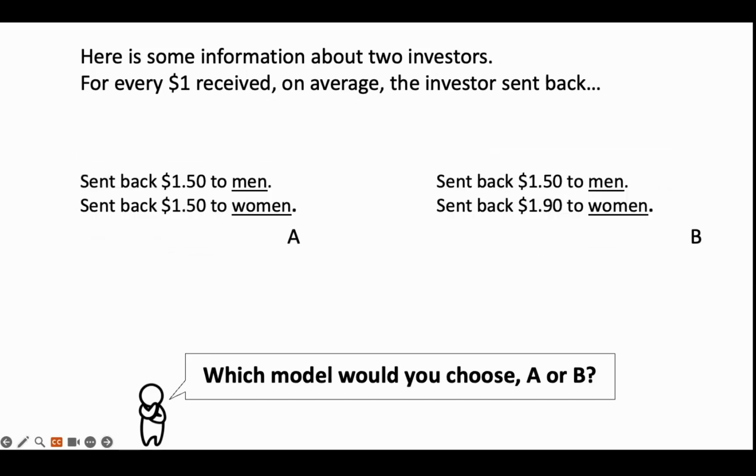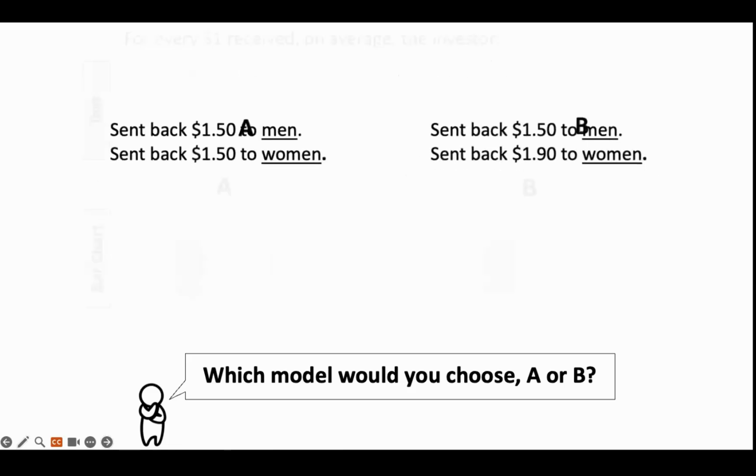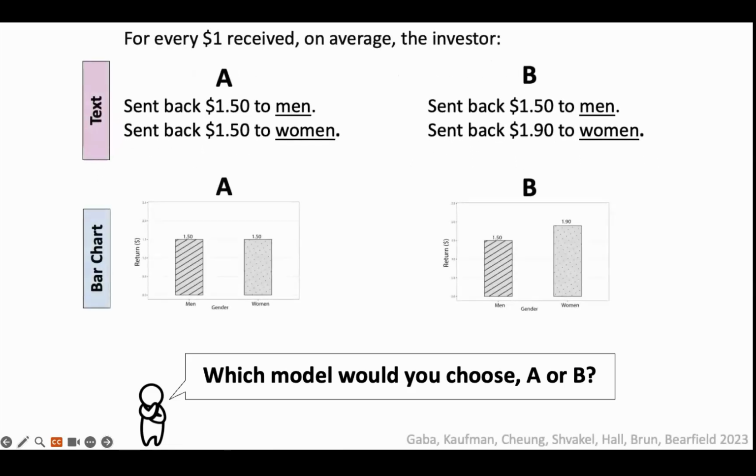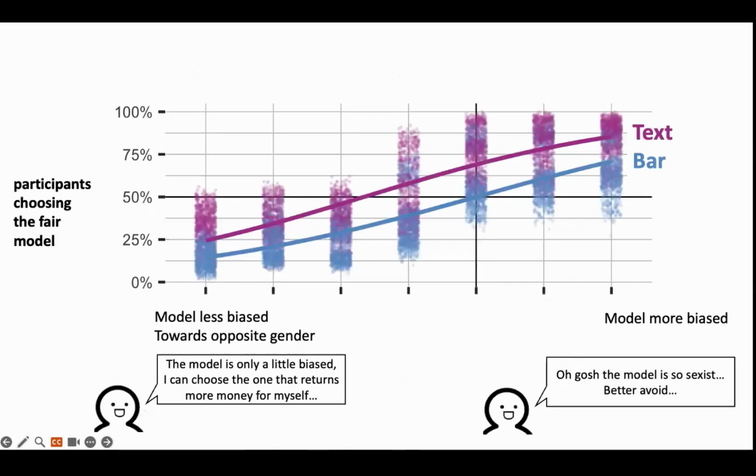Okay. And we can also share the same information using just plain text, right? For every $1, they'll send this much to men and this much to a woman, depending on what gender you have. Okay, so these are the two conditions that we tested. And here's the result of people.